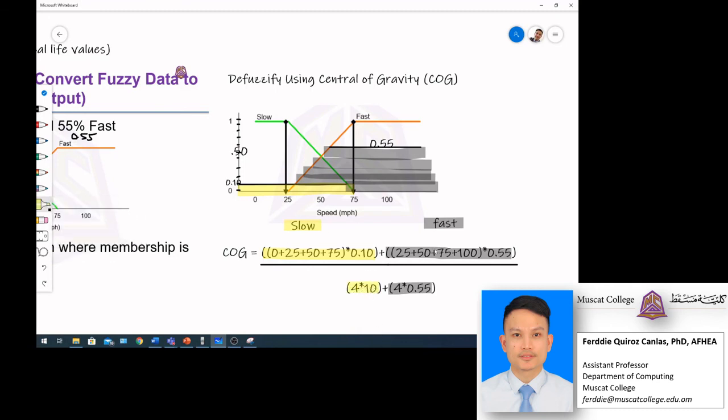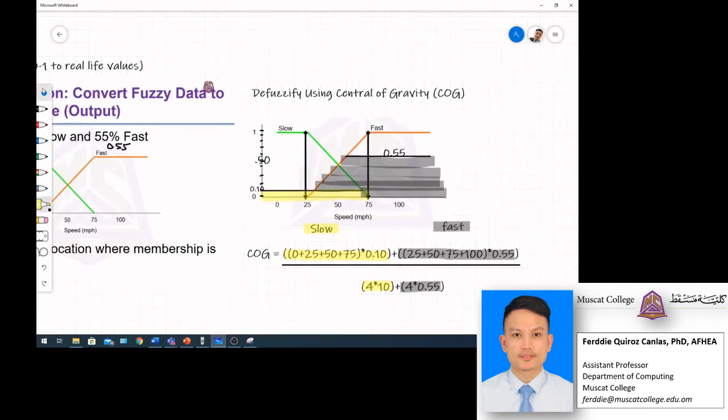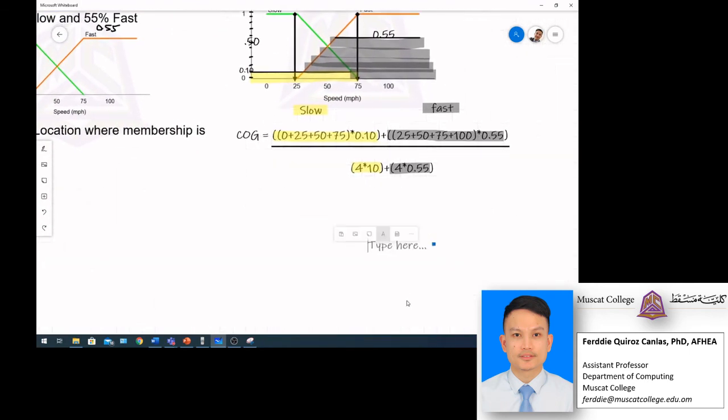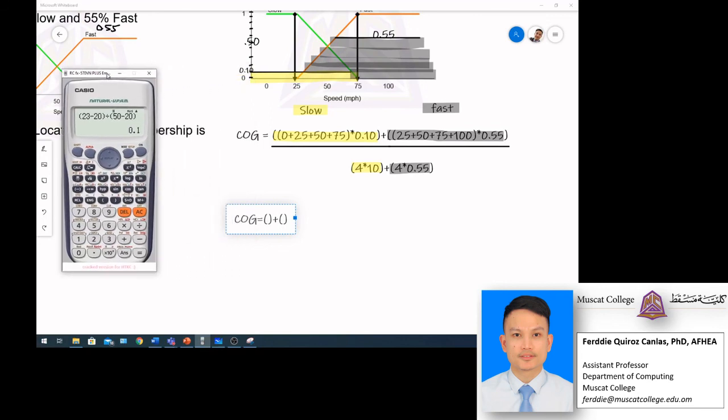Okay, so we can now proceed with the calculation. You have to start first with the top, then you will go with the total answer, the final answer. So COG here equals, tell me, for the first part you will get how much? Let's try to calculate this. Open parenthesis, 0 plus 25 plus 50 plus 75, close parenthesis, multiplied by 0.10, we will get 15, right? So this is 15.